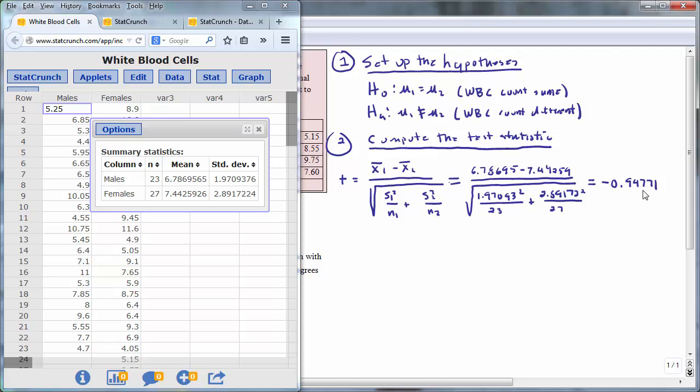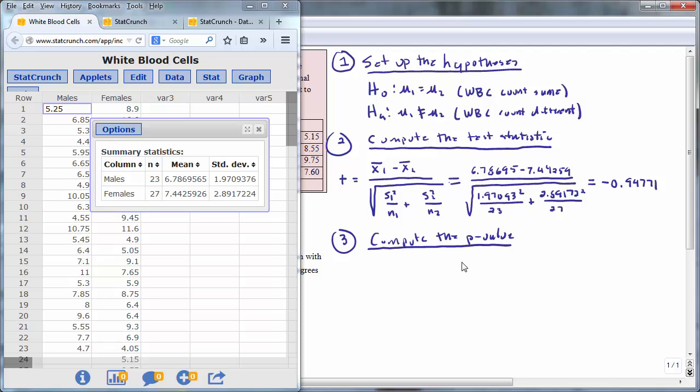The third step is to compute the p-value. The test statistic has a distribution that can be approximated using a student t-distribution with 22 degrees of freedom. The degrees of freedom are obtained by subtracting 1 from each of the sample sizes and then choosing the smaller number. In this case, the sample sizes are 23 and 27. Subtracting 1 from each of these sample sizes results in 22 and 26. Choosing the smaller number leads to 22 degrees of freedom.